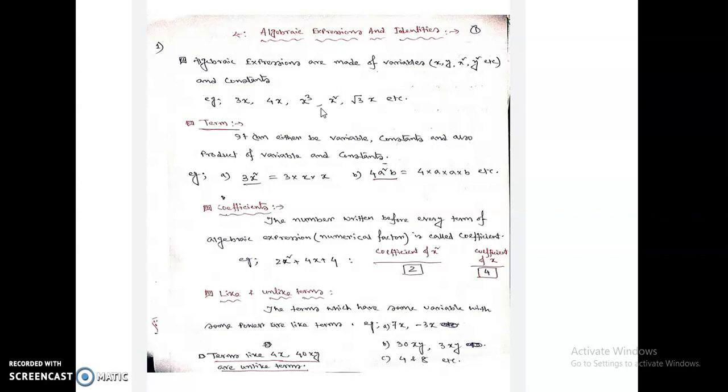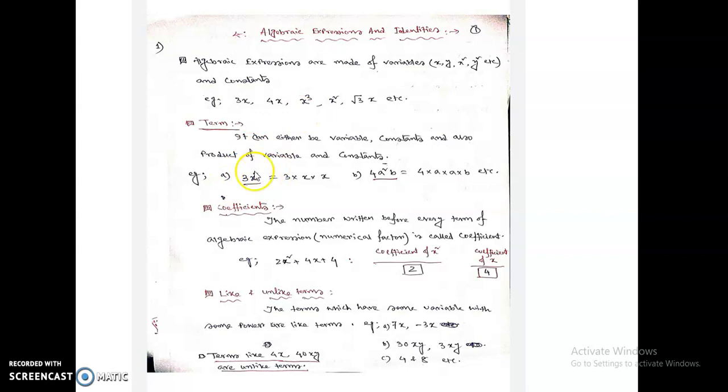Now, what is a term? In algebraic expressions you will find some variables and also some constants as well. Each and every variable and constant is called a term. It can be a variable, it can be a constant, it can be a product of a variable and a constant.